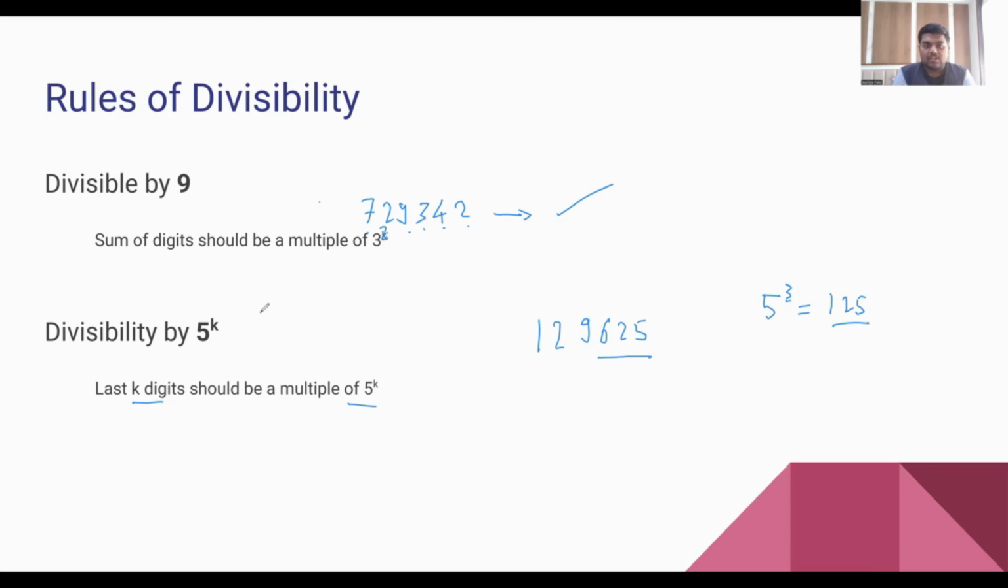So the formula, if you see, for 2 to the power k and 5 to the power k is almost similar to each other, right? Wherein we take the last k digits and check whether it is divisible by that particular number or not. So that is pretty much it from this particular video.